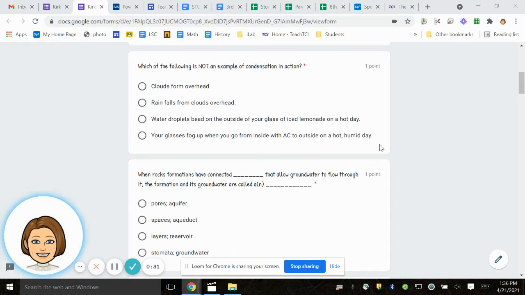Which of the following is not an example of condensation in action? Clouds overhead, rainfalls from clouds overhead, water droplets beading on the outside of your glass of iced lemonade on a hot day, your glasses fogging up when you go from inside with air conditioning to outside on a hot, humid day.